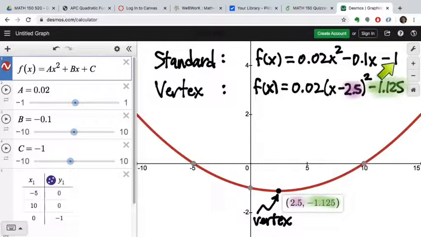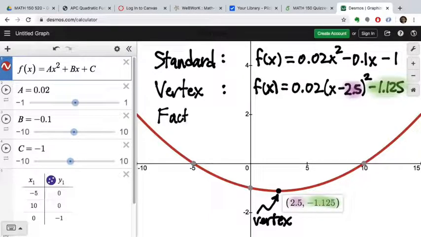The negative 1 information that we got out of here, we can't see the y-intercept now. Right? So each of these forms has its advantages and also has its disadvantages. Right? It reveals one set of features of my parabola, and it obscures another set of features. So that's why knowing how to use all of them is helpful.